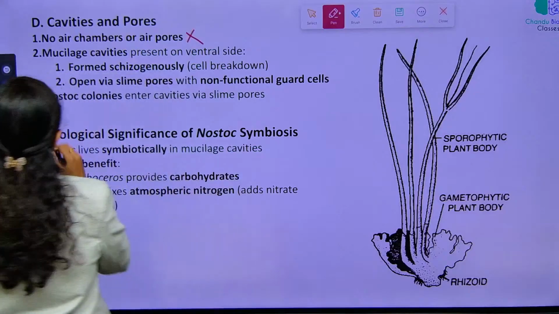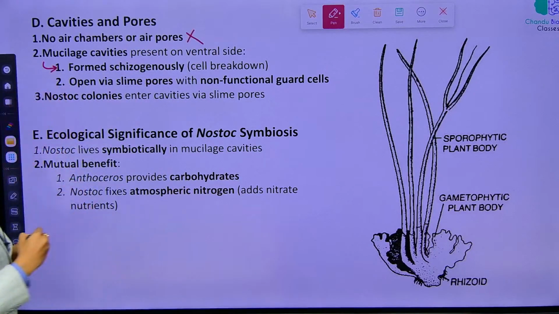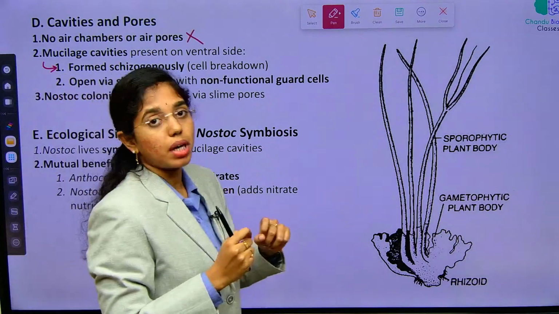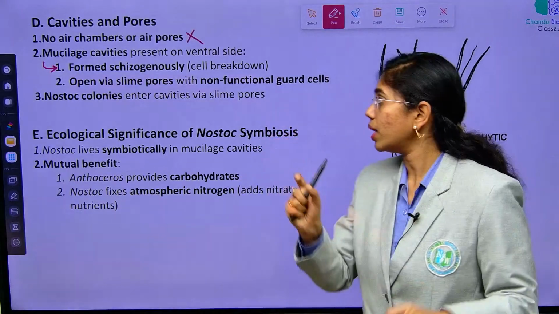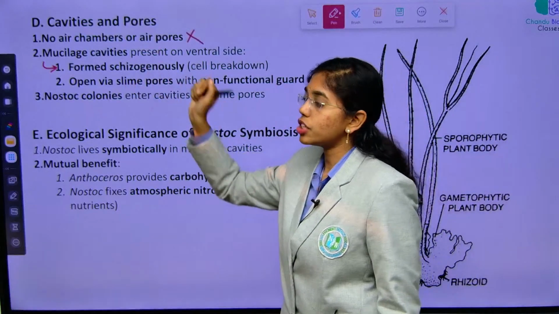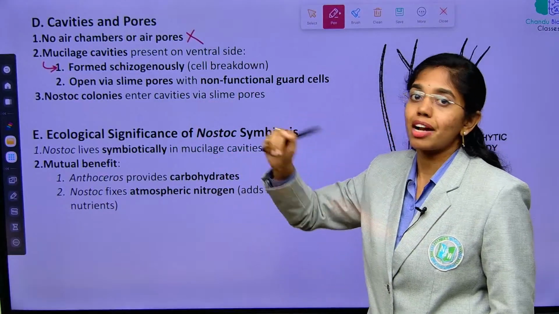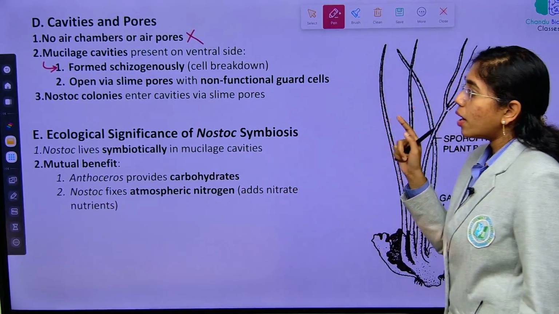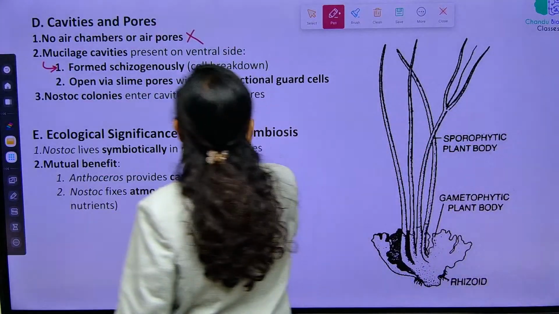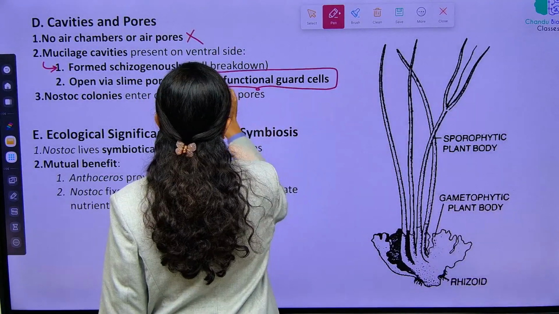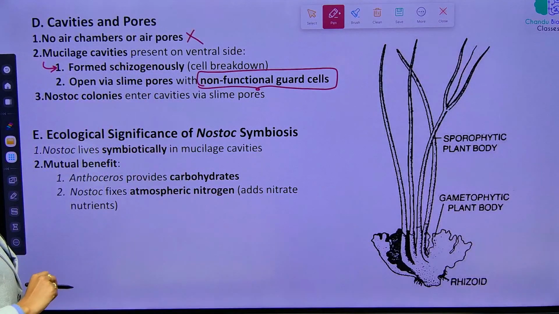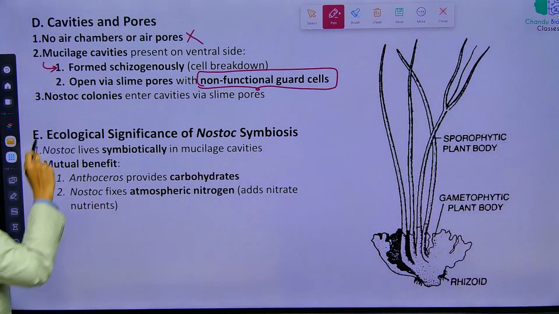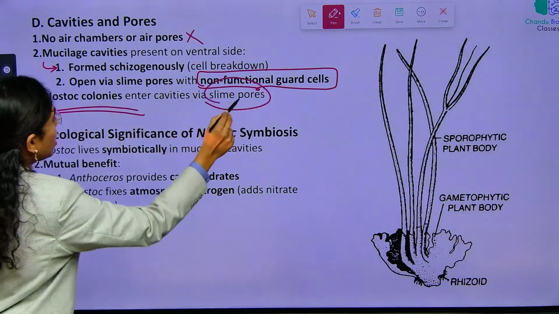So here you observe, first they are formed schizogenously, meaning by cell breakdown in the epidermal region. When epidermal cells break and some space is created in between, at that region mucilaginous cavities have emerged in the ventral surface of the epidermal region. They open via slime pores with non-functional guard cells. They have slime pores and non-functional guard cells over the surface. And the Nostoc colony cavities open via slime pores.